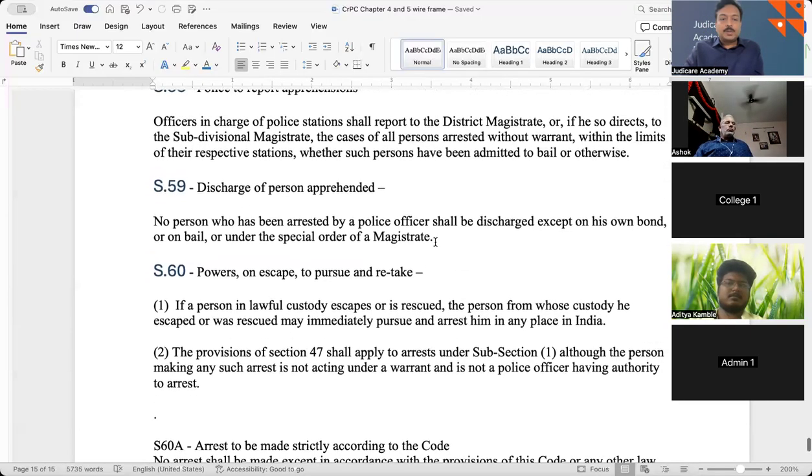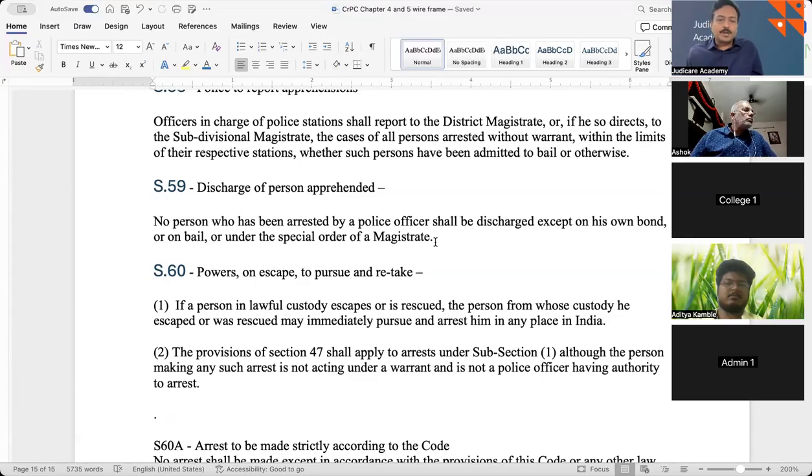Section 60 talks about powers on escape to pursue and retake. Naturally, if a person in lawful custody escapes or is rescued, meaning his people come and take him away, the person from whose custody he escaped or was rescued may immediately pursue and arrest him in any place in India. This cannot be a private person. So you have arrested somebody and you are going to hand him over to the police station or a police officer and he escapes. You try to catch him again, fine. Otherwise, you cannot go across India to find him. You have to report to the police station.